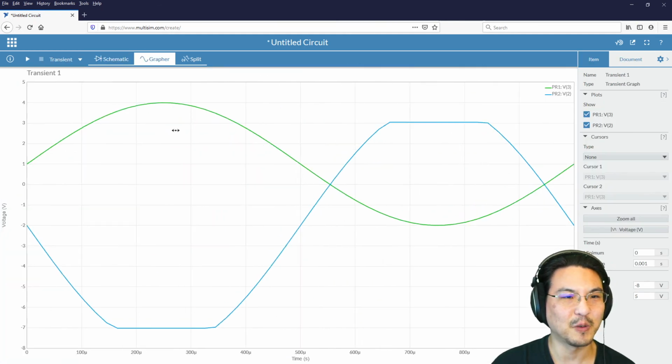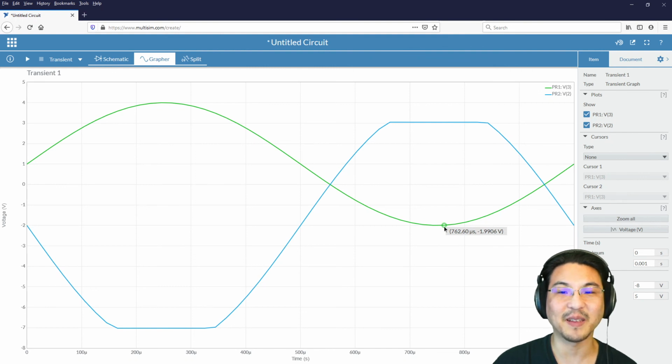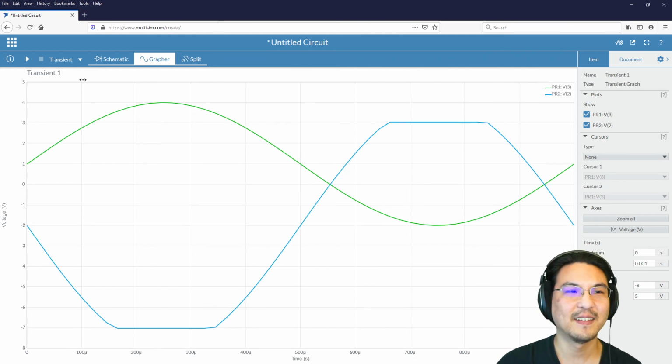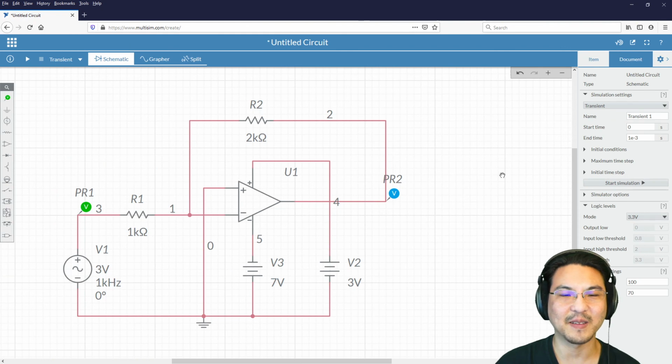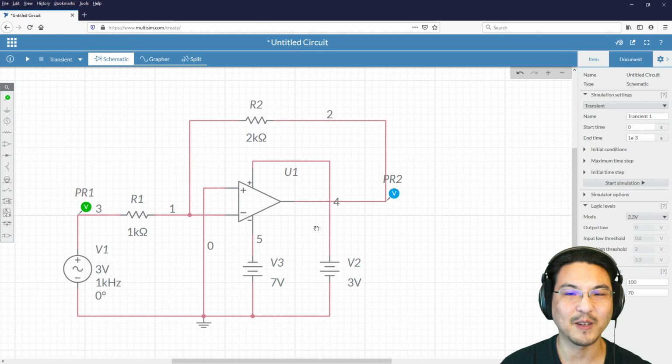See? So for the 4 volt input, we were expecting negative 8 on the output, but it's saturated at negative 7 because of the power supply. And then here, for a negative 2 volt input, we were expecting 4 volts on the output, but it's saturated at 3 because of the power supply. Okay, so that's how you measure the op amp, and how you demonstrate linear operation and then saturation.